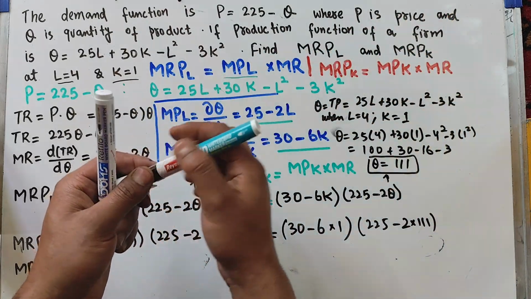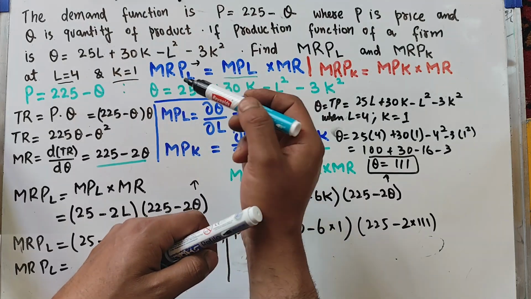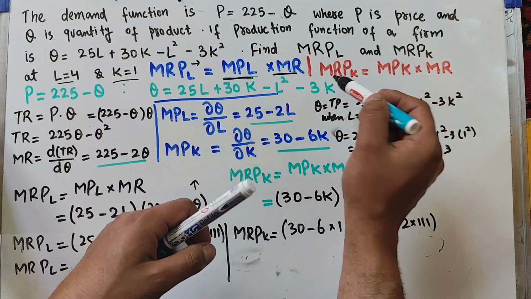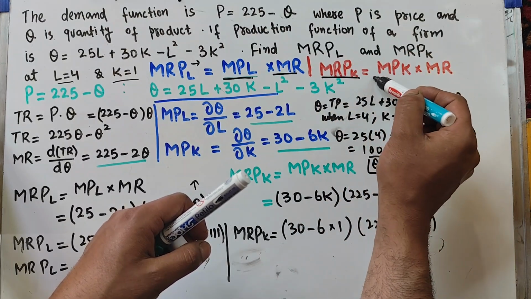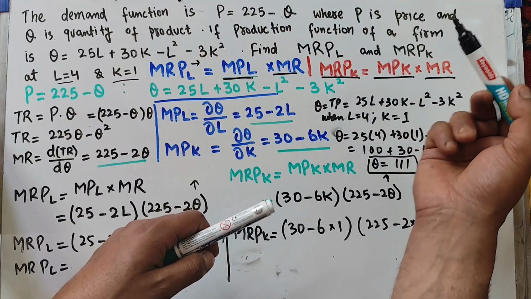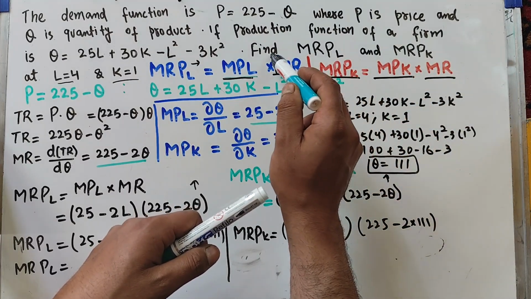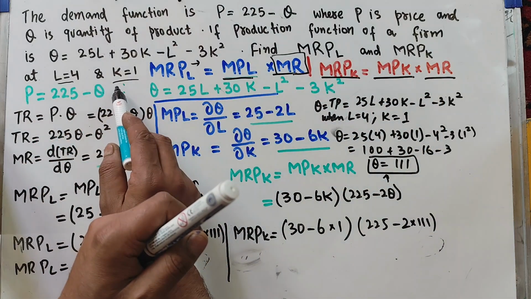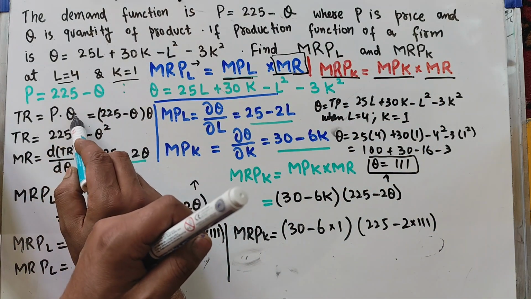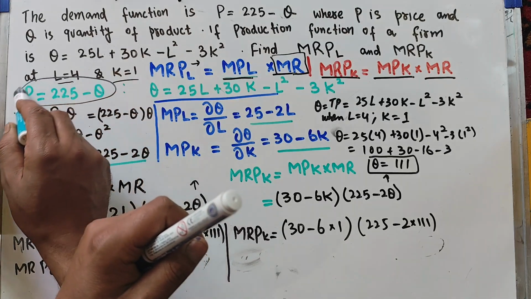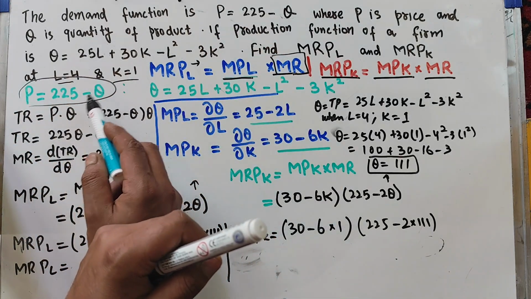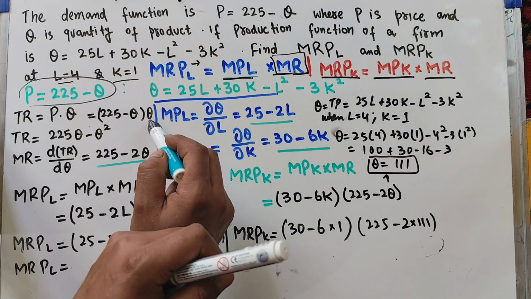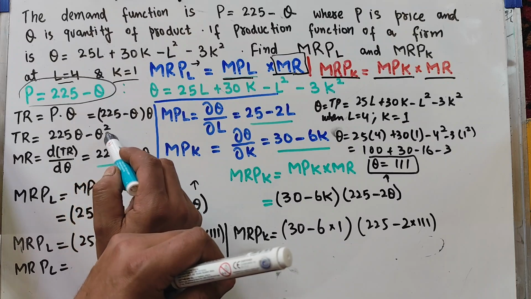First, we know that the marginal revenue product of labor is simply equal to the marginal product of labor times the marginal revenue. Similarly, marginal revenue product of capital is equal to marginal product of capital times marginal revenue. Since we have to find out the marginal revenue, first we should know the total revenue. Given this demand function, what is the total revenue? That is price into output. P is this very function that is given, and to this we multiply the output. So P into Q is equal to 225 minus Q, multiplied by Q. So total revenue is 225Q minus Q square.